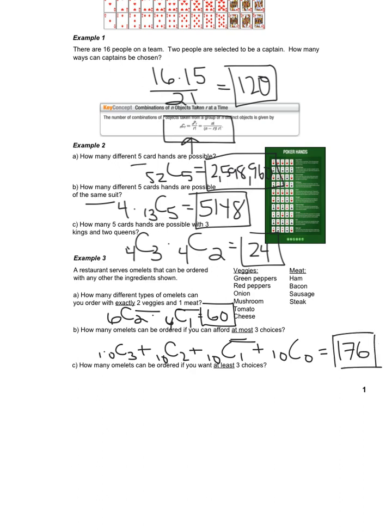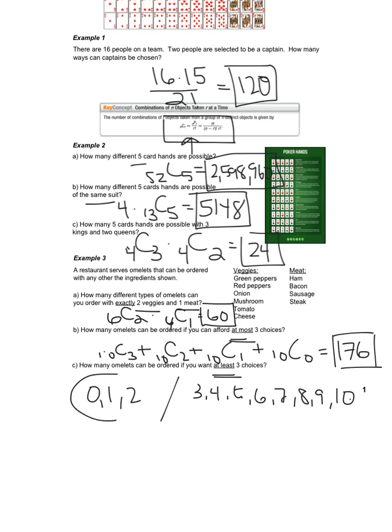If we have at least 3 choices, that would mean I want to do 3, 4 toppings, 5 toppings, 6 toppings, 7 toppings, 8 toppings, 9 toppings, or 10 toppings. That's a lot of things to calculate. So what we could do is look at the reverse, which is 0, 1, and 2. If I could figure out this number and subtract it from the whole, that is going to be easier than adding up these separately and going from there. So 10 choose 0 plus 10 choose 1 plus 10 choose 2.